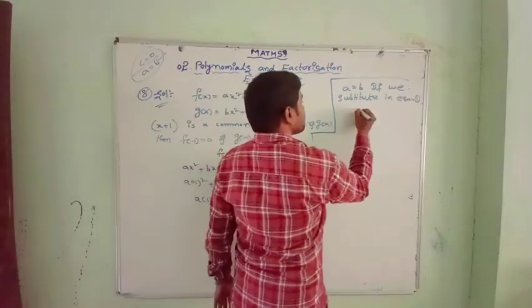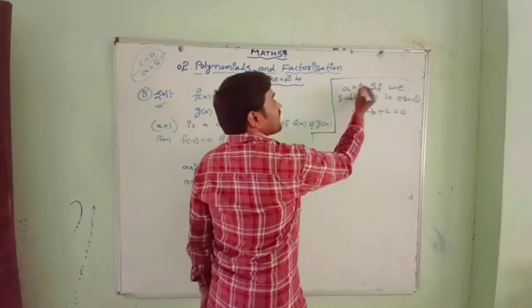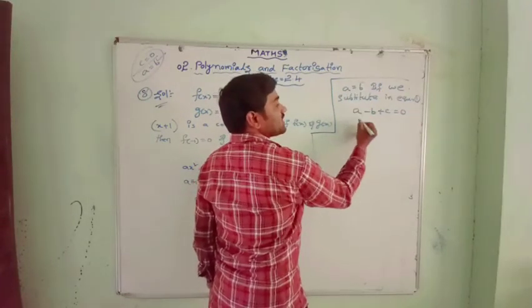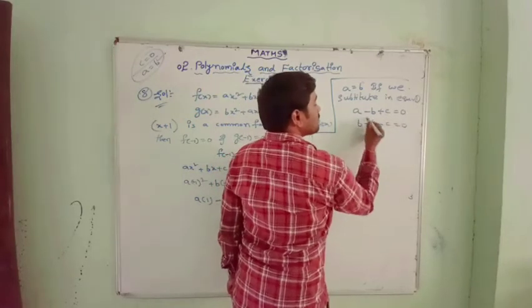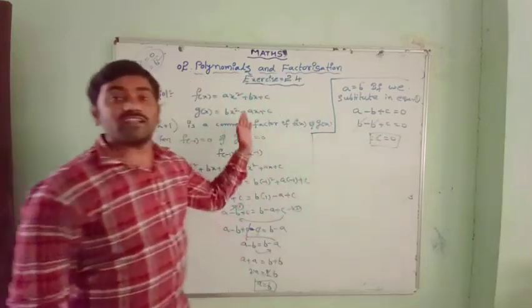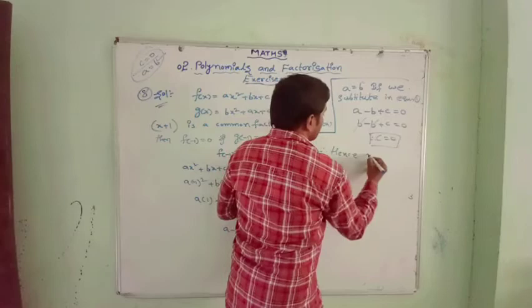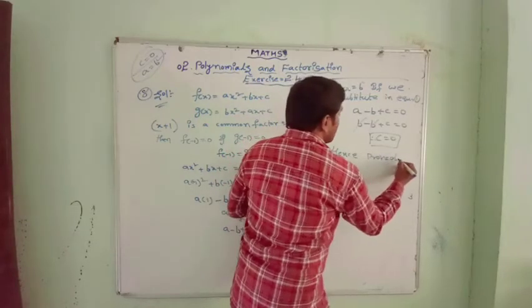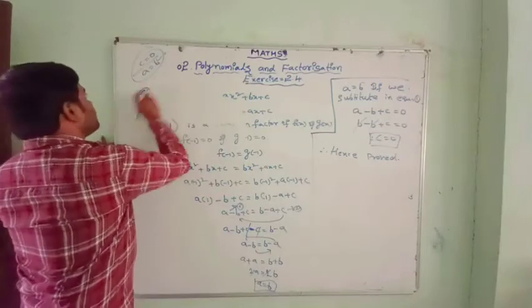That means here a minus b plus c equals 0. So in the place of a, I am going to substitute b now. Here there is a, so I substitute b: b minus b plus c equals 0. Plus b minus b get cancelled, c equals 0. So both the statements are proved here.